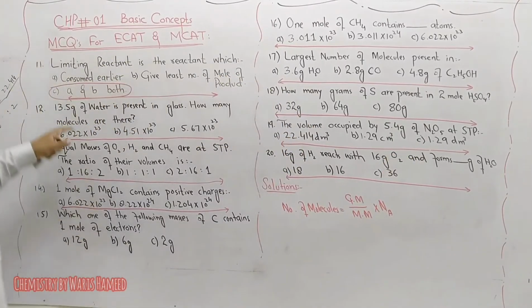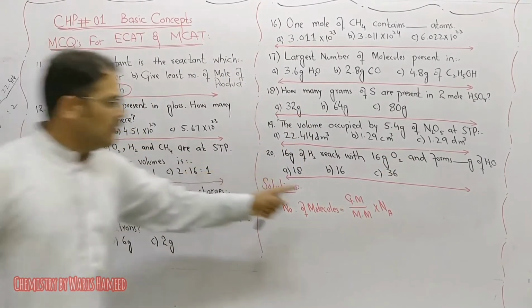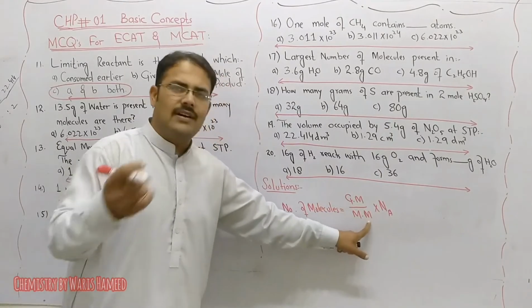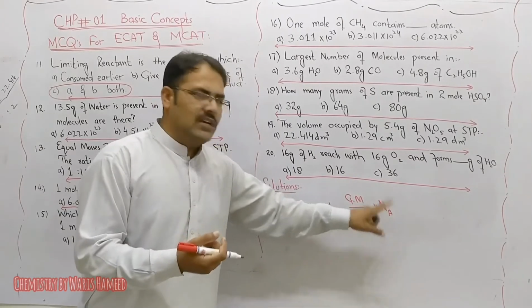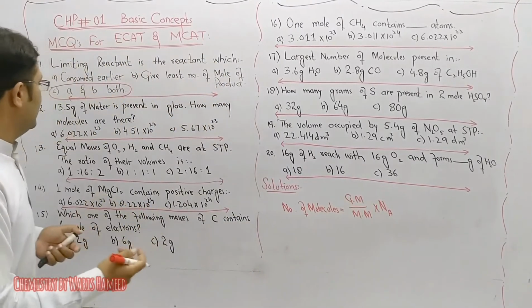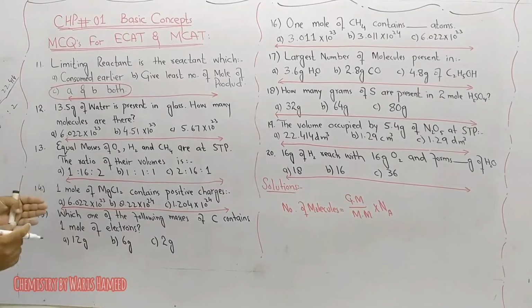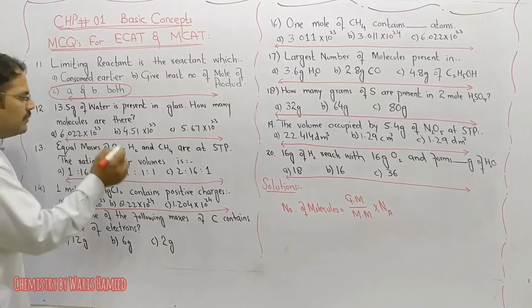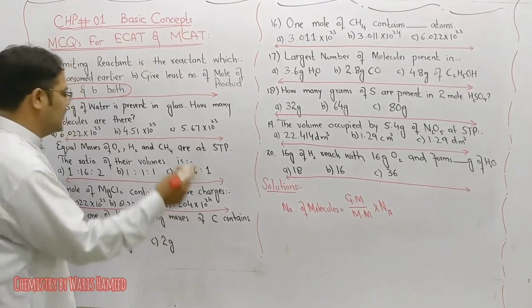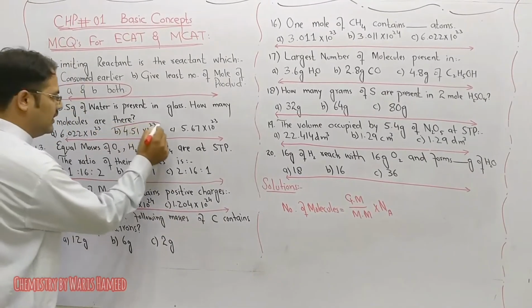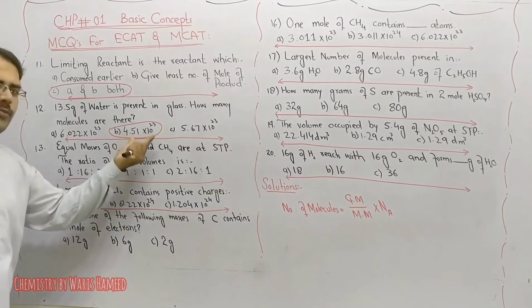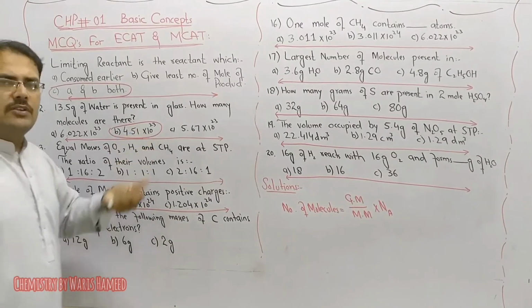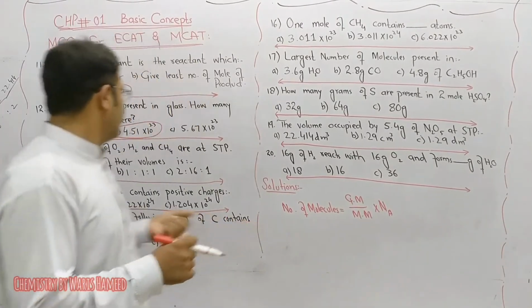If I write 13.5 over here, the molar mass of water is 18 gram, and Avogadro's number is 6.022 multiplied by 10 to the power 23. When I solve all these numerical steps, we obtain the answer that 13.5 gram of water will have 4.51 multiplied by 10 to the power 23 molecules.